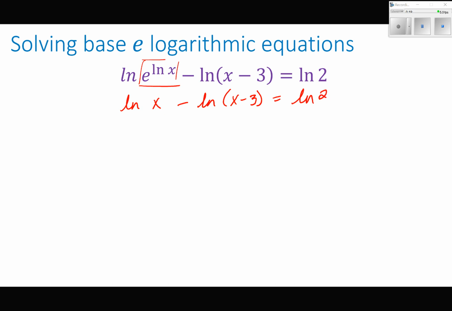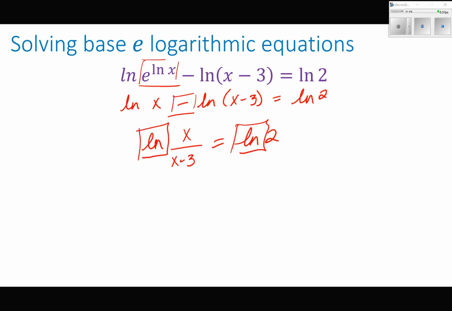Logs and natural logs share that same property. If I am subtracting, I can rewrite this as division. So this is natural log of x over x minus 3 equals natural log of 2. Because I'm doing the natural log on both sides, my unknown x over x minus 3 has to be 2. So I don't have to worry about natural logs anymore. I'm just trying to solve x over x minus 3 equals 2.